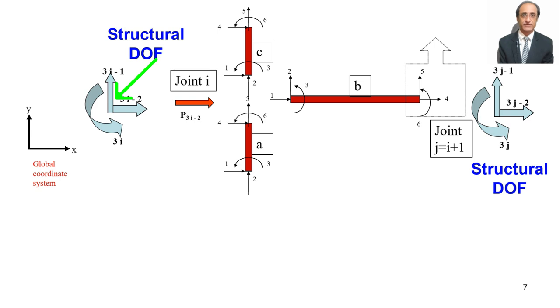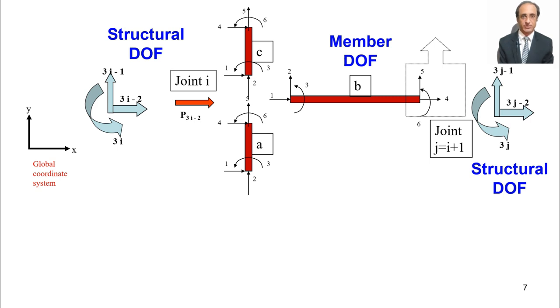So we call these the structural degrees of freedom. The degrees of freedom which are associated with the joint and which are related to the external forces acting on the system, we call them the structural degrees of freedom. And all these degrees of freedom 1 to 6, their range can be only 1 to 6, and they are the member degrees of freedom.